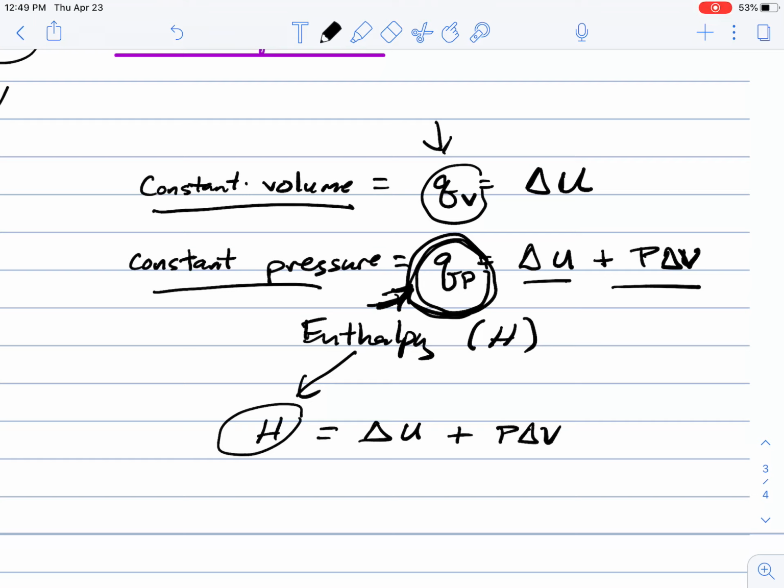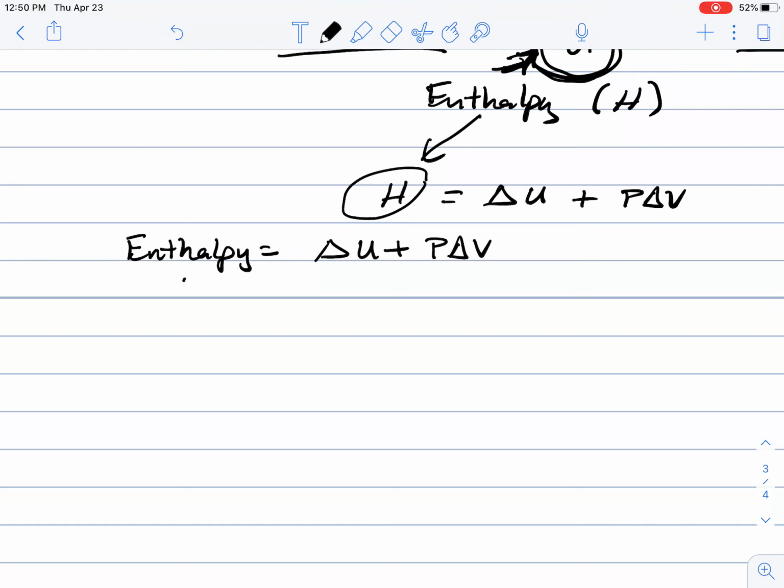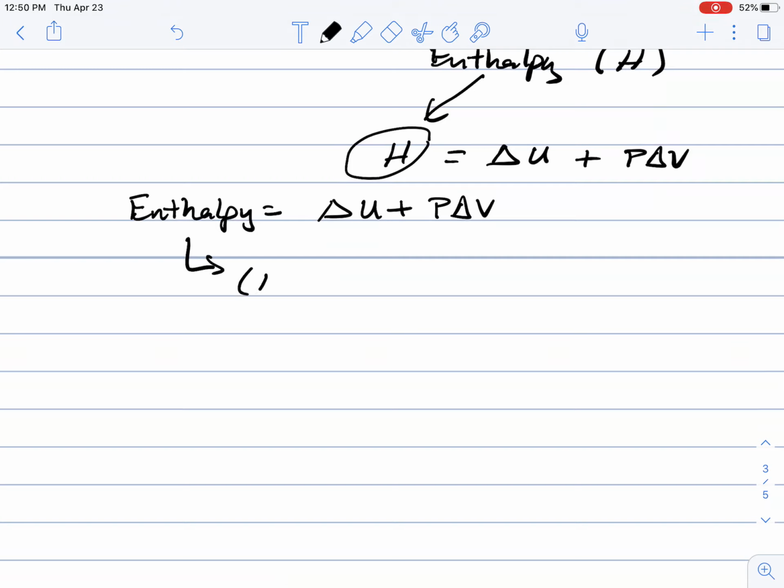Here, enthalpy is defined as delta U plus P delta V. Enthalpy is abbreviated as H. And since H, or enthalpy, is a state function, we can always understand the thermodynamic process by taking the difference of the enthalpy in the initial state and the final state.